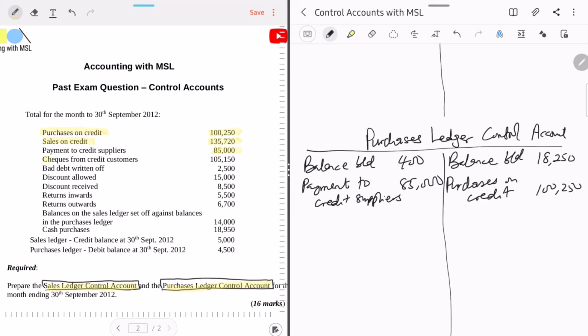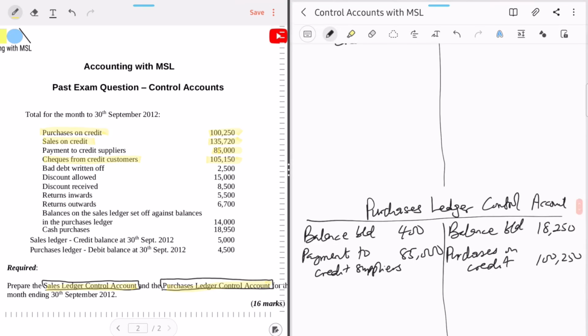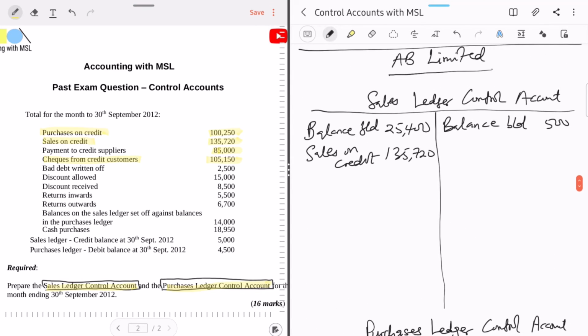The next is checks from credit customers. So those who owe you are paying you by check. If someone sends you a check, you debit your bank account because your bank balance will increase by the value of the check. So you debit bank and then you credit your sales ledger control account. So you just write here, checks from credit customers of 105,150.